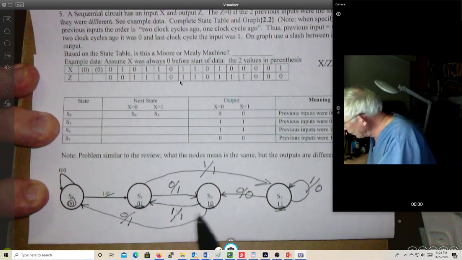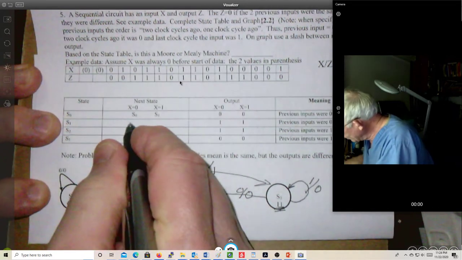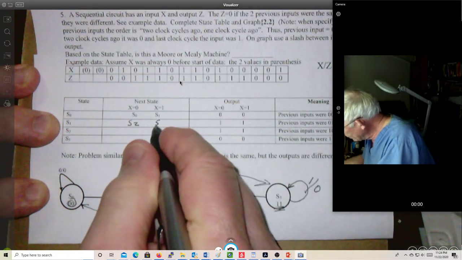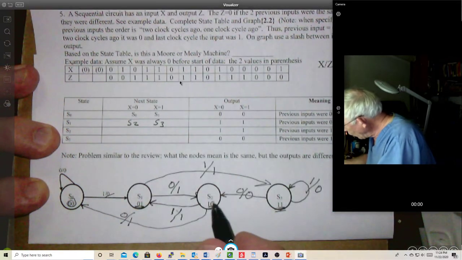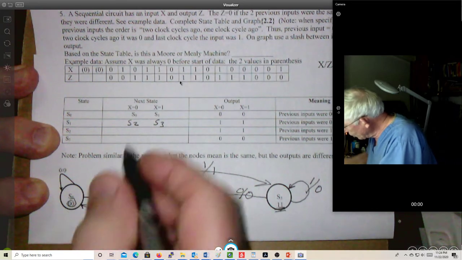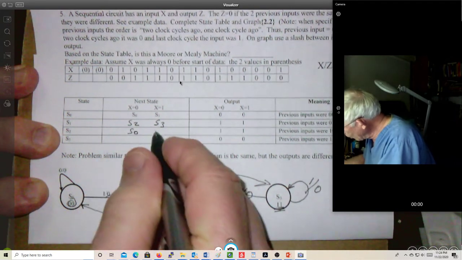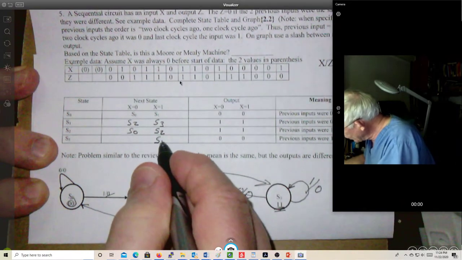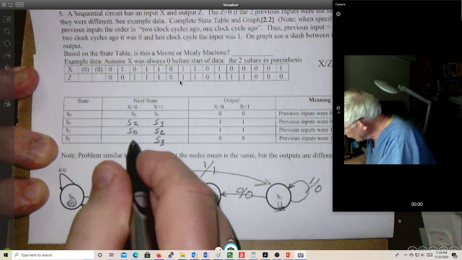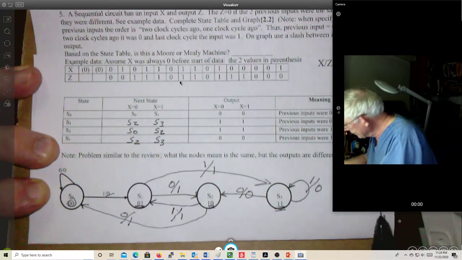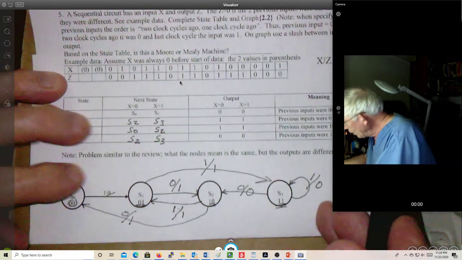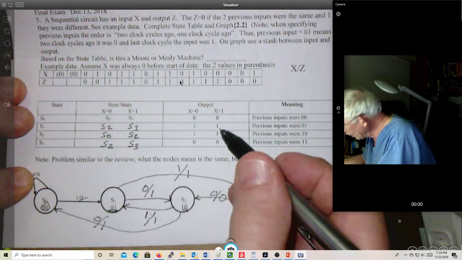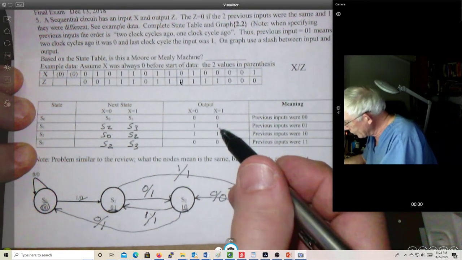So from S1, on a 0, we're going to S2. And on a 1, we're going to S3. From S2, on a 0, we're going to S0. And on a 1, we're going to S2. And from S3, on a 1, we're staying there. And on a 0, we're going to S2. Okay. And you can see, whenever we're in S1, we're going to output 1s. Whenever we're in S0 or S3, we're going to output 0s.